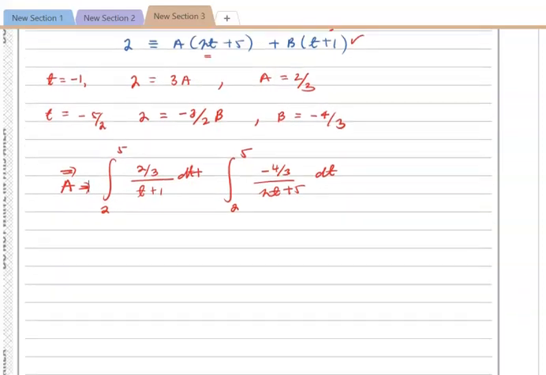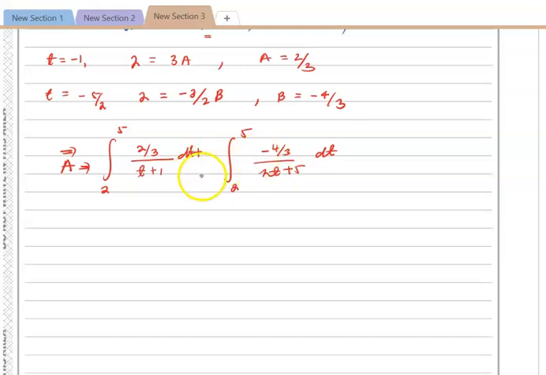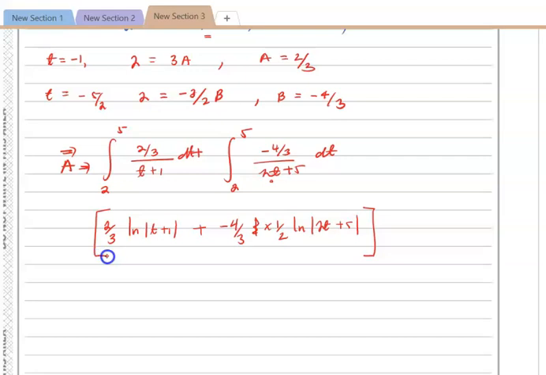Now, we go on to the integration. The partial fractions always create natural logs. So this is just a constant over t plus 1, natural log of t plus 1. Even this one here, minus 4 over 3, is just a constant. But for this one, there's a 2 here, the derivative of which is 2. That means this comes out as 1 over 2, times 1 over 2, natural log of 2t plus 5. You should be able to do these integrals with ease. Then here, from 2 up to 5.